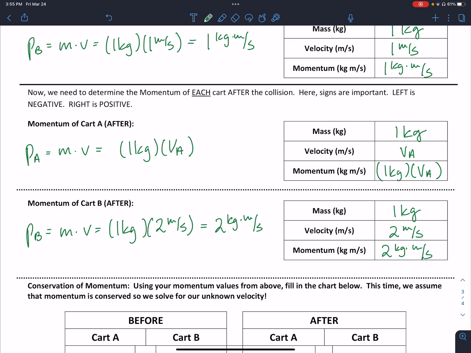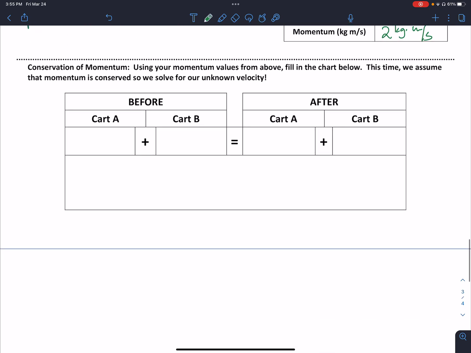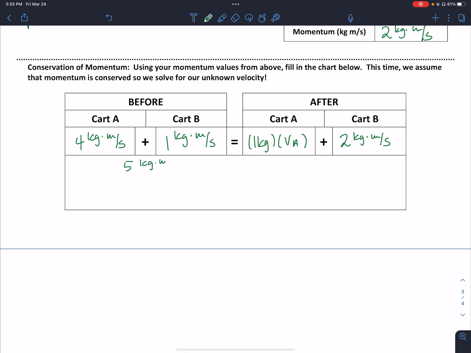Now I'm making an assumption here that momentum is conserved, and you can make that assumption as well. We're going to fill in before and after. For cart A before, it had a momentum of 4 kilograms times a meter per second, and cart B, 1 kilogram times a meter per second. For cart A after, I have my mass value and my unknown, and for cart B, I have 2 kilograms times a meter per second. So if I add the before, I end up with 5 kilograms times a meter per second, equal to 1 kilogram times my unknown, VA, plus 2 kilograms times a meter per second.